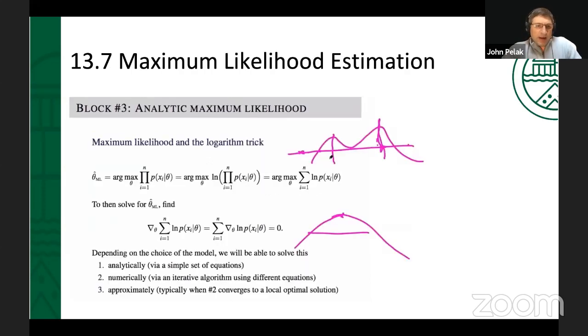The idea is we want to turn that big product, that big multiplication, into a summation, and we do that by doing this log trick, right? We take the logarithm of everything. So that's what that means. No worries.